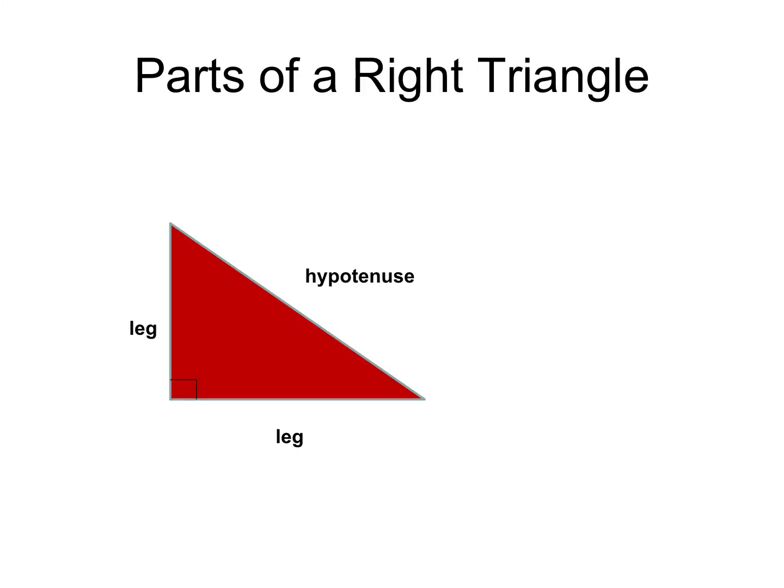Now, parts of the right triangle: two legs and a hypotenuse. The hypotenuse is always across the biggest angle of the triangle. If you have another triangle like this that's not a right triangle, the hypotenuse is still going to be across it.